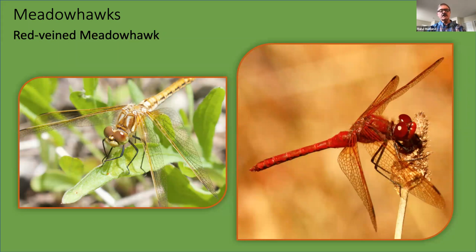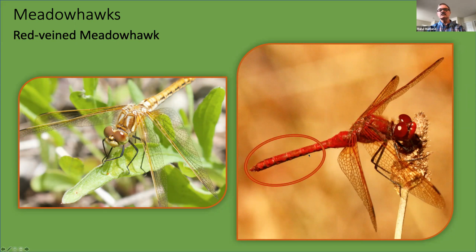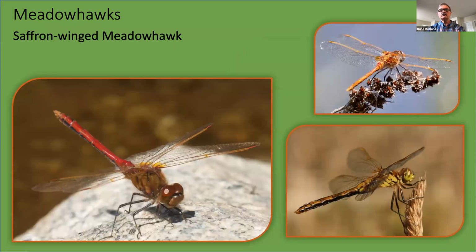Red veined is very rare. I'm not going to spend a lot of time on this, but just look at the abdomen. Actually, just go back one. There is a hint of black along the edge. Saffron winged, again, uncommon for us here, but you can see how it gets its name. The leading edge has this saffron coloration to it of both wings. And again, a black margin on a long stigma, a long red stigma.